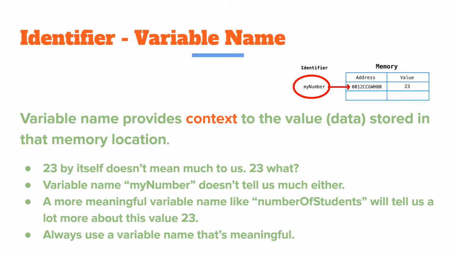It can be, say, 23 cars on the road. It can be 23 people in a building. So this 23 does not have much meaning to us as it doesn't have any context. Now, putting the context of my number doesn't give us much meaning either, because, well, what does my number exactly mean? It can mean your age or your favorite number, and it could vary in what my number really means.